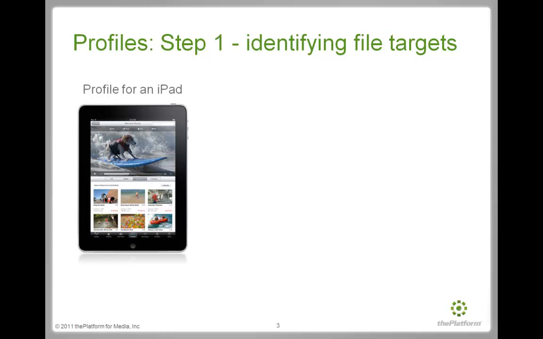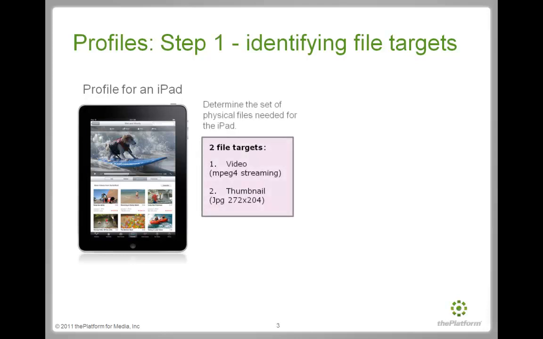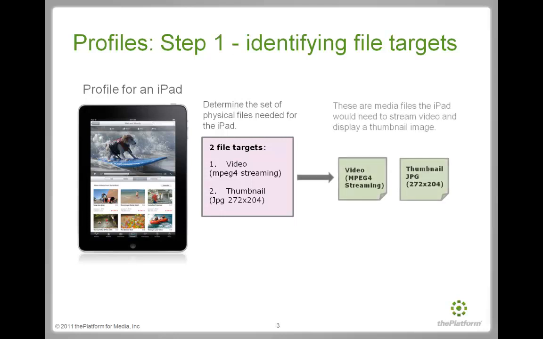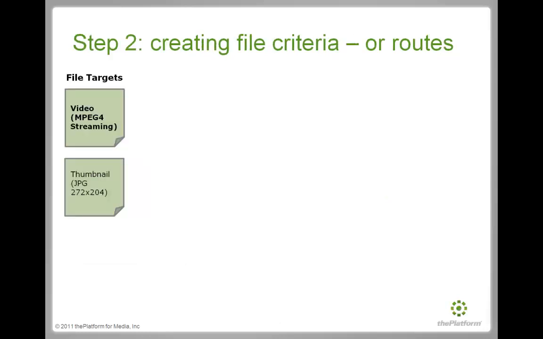Here we have a video player formatted for the iPad's dimensions. We can see we have several thumbnails in our player as well as a video region. From this we can determine that the file targets needed for the iPad are 1, a video, which will be an MPEG-4 streaming, and 2, a thumbnail, which is a JPEG of 272 by 204. This would give us the media files needed to correctly display a thumbnail image and to stream video to the iPad. Once we've identified the file targets, we're ready for Step 2.